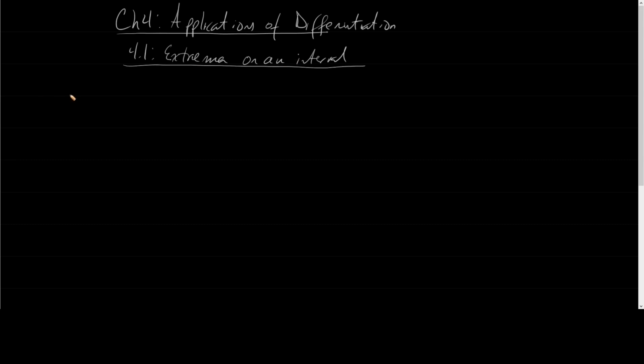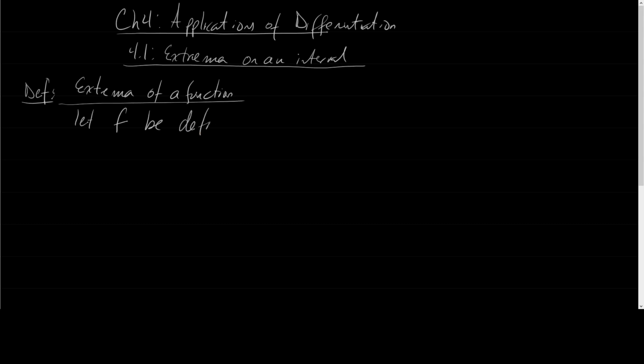Alright, so let's start first with a definition. We're going to start with a couple of definitions before we take a look at some examples. The first definition we have here is for what an extrema is. So the extrema of a function, or I should be saying what they are. So let f be defined on some interval I containing c.